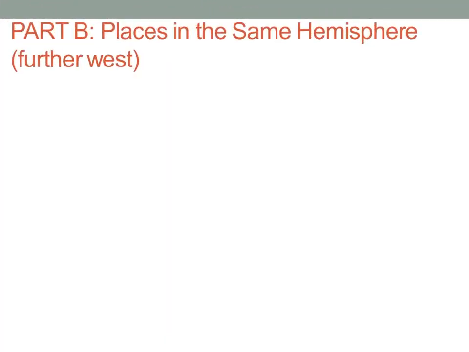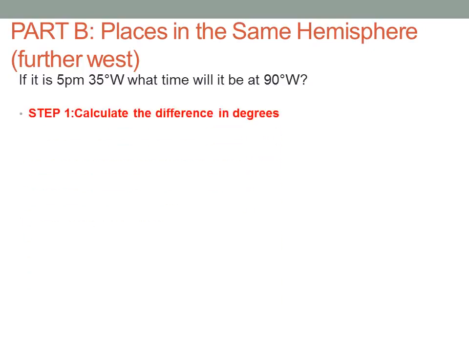All right, we're going to calculate the time of places in the same hemisphere, those places that are further west. If it is 5 p.m. at 35 degrees west, what time will it be at 90 degrees west? Again, we need to calculate the difference in degrees, and that will be our first step.